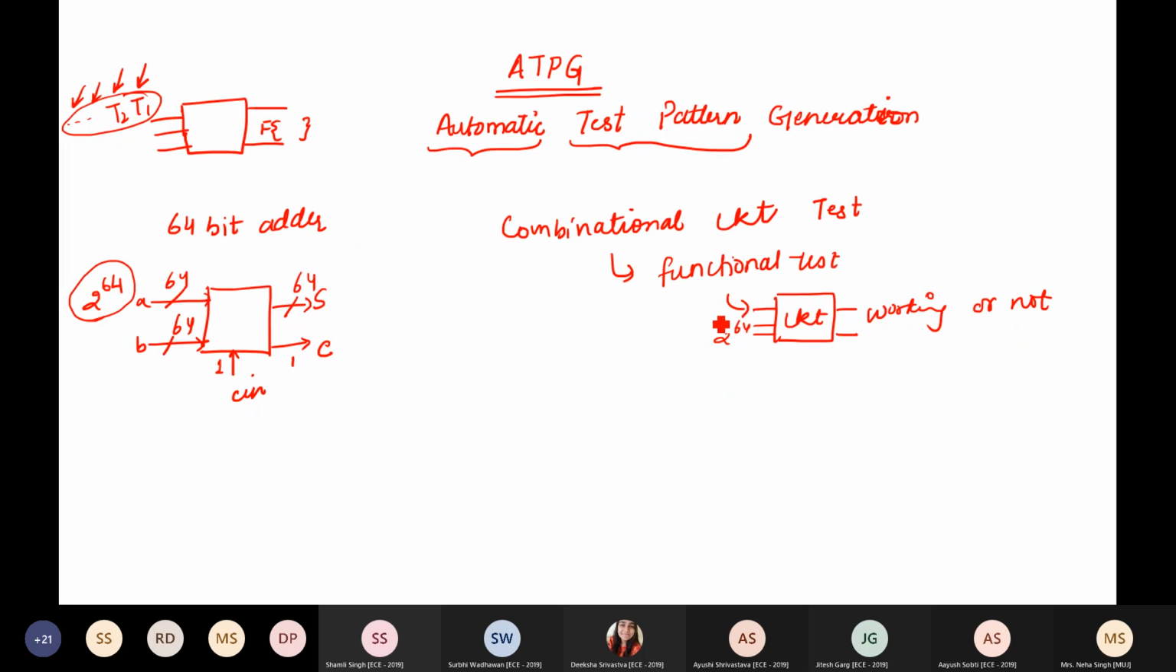ठीक है? So this is quite cumbersome. इतने सारे tests मुझे करने पड़ेंगे. ये तो when it is 64-bit and circuit अगर छोटा सा एक या दो logic gates है, then it will take less time. But if the circuit is quite cumbersome, then it will take longer time. So for that, we work with structural tests.